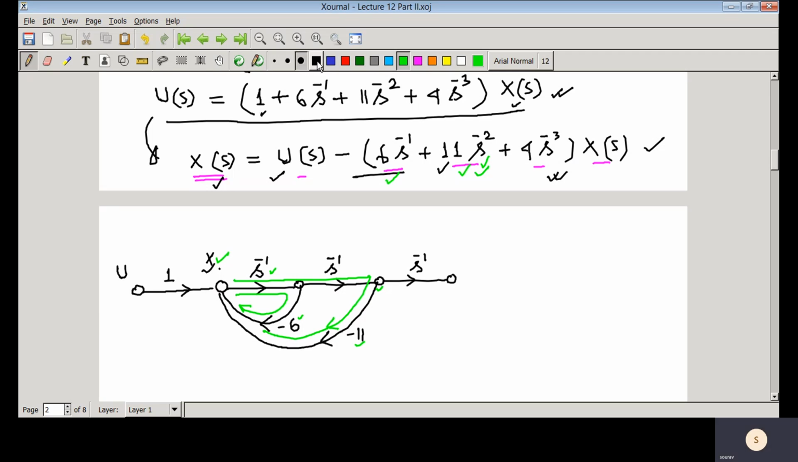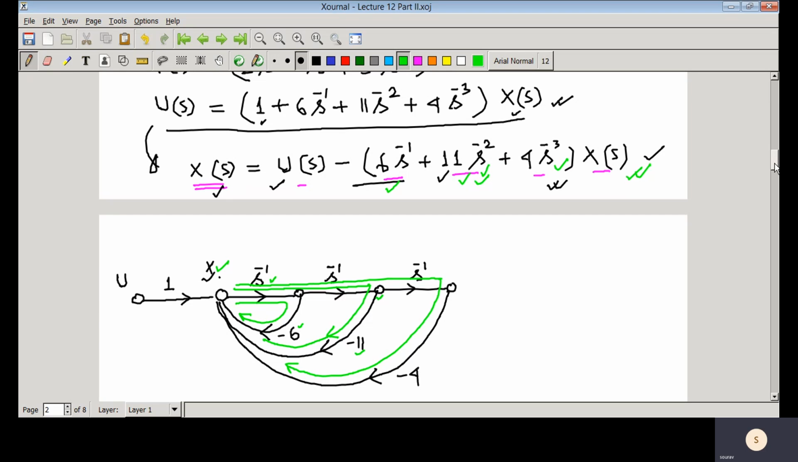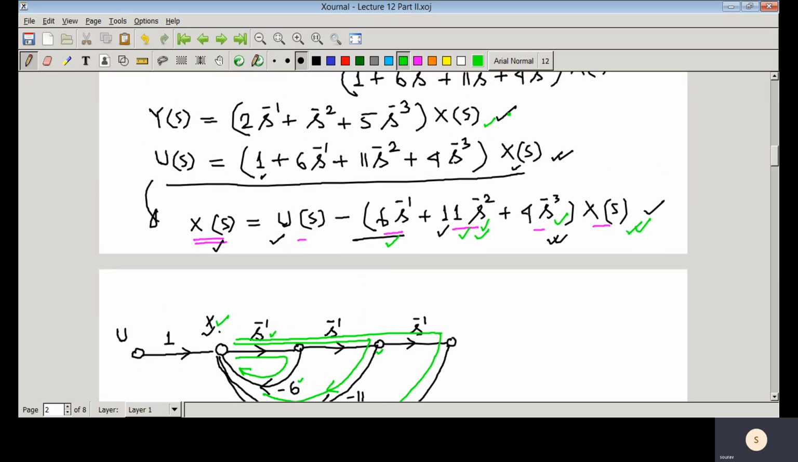Then what about the third one? The third one is s to the power minus 3. So that means we have one more path here, and the gain is minus 4, and you can see here that we have s to the power minus 1, s to the power minus 1, s to the power minus 1. So that means s to the power minus 3, and this is that loop. So then we have realized this particular algebraic equation.